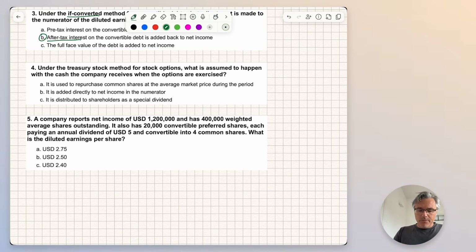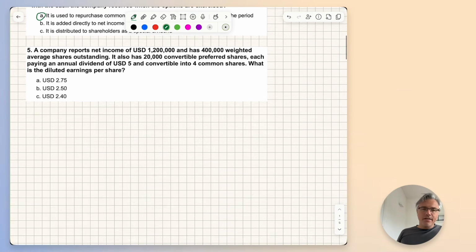What is assumed to happen with the cash the company receives when the options are exercised? If you followed my video on the computation of diluted earnings per share, you will remember the logic. We assume that any proceeds from the exercise of the share options are used to repurchase shares in the market. So that is absolutely in line with answer A. It is used to repurchase common shares at the average market price during the period.